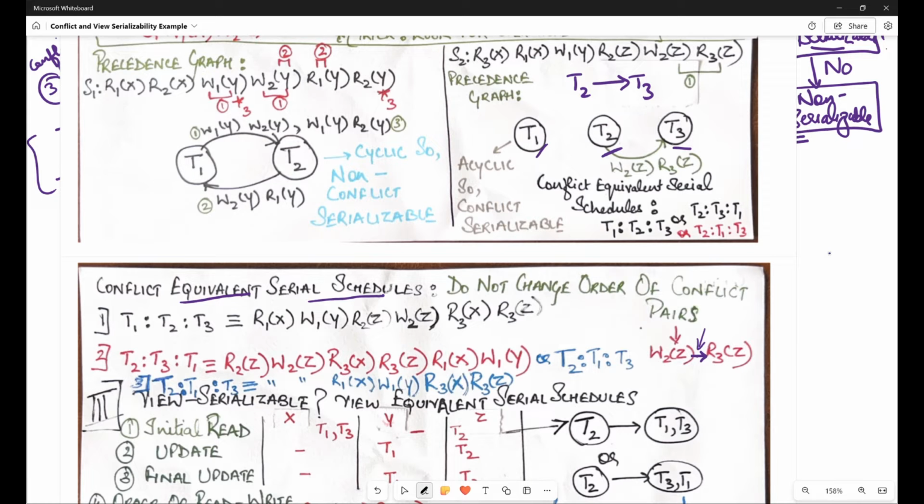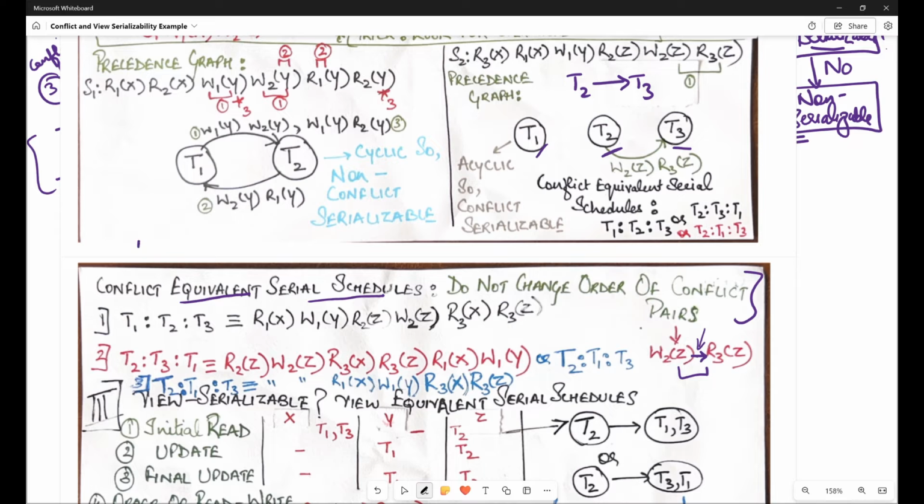So first of all, we try to shift all the operations of T1 to the front, then all the T2 operations should come, and then T3 operations should come, and we should be able to do this without disobeying this rule, without changing the order of this conflict pair. Okay, so if we compare what was this S2 schedule, we have it over here.